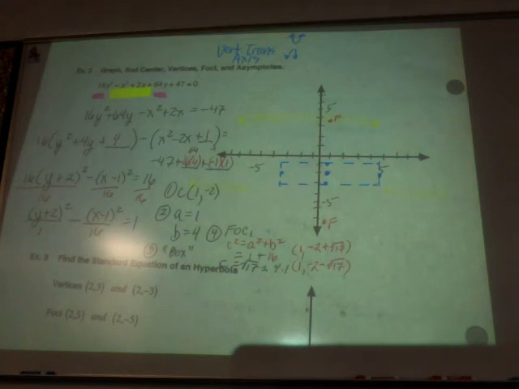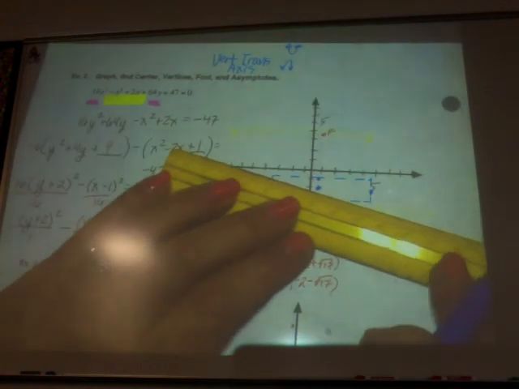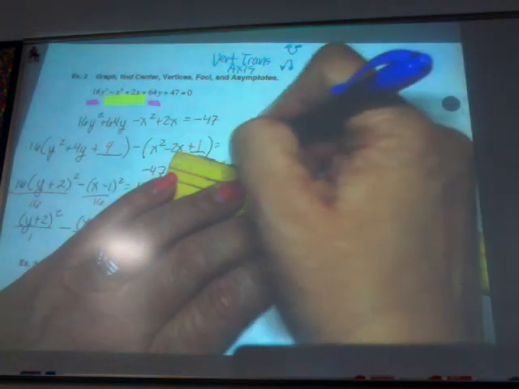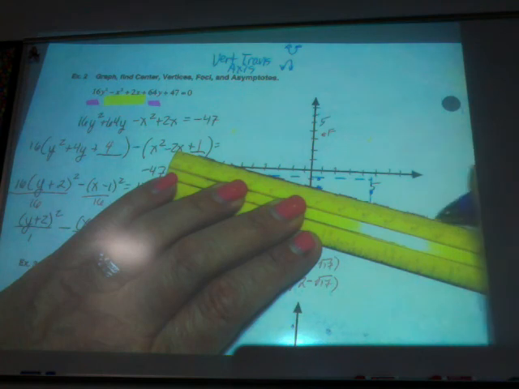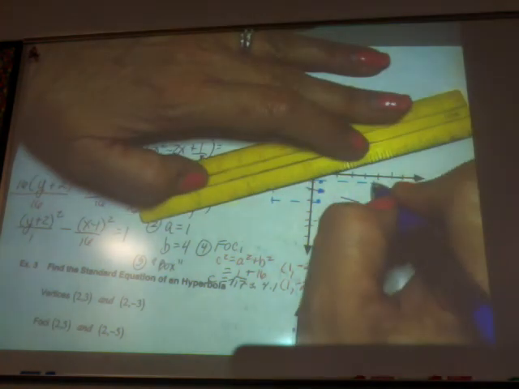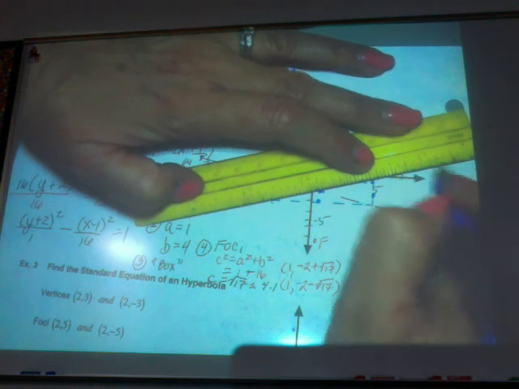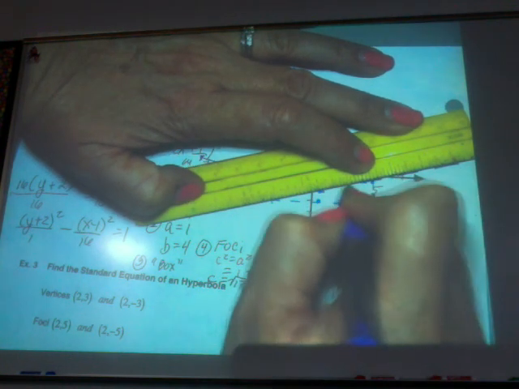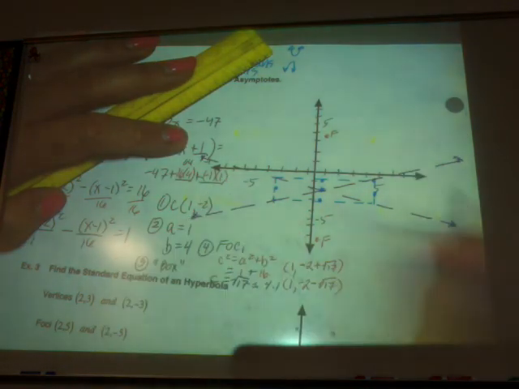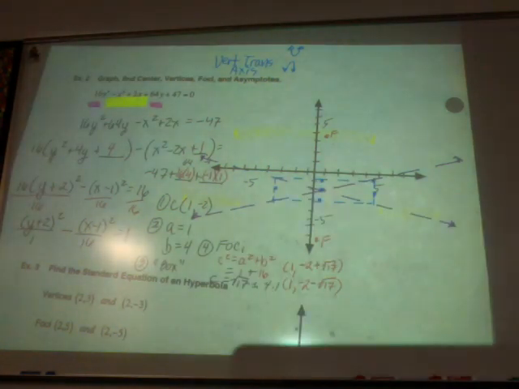All right, asymptotes. Put them in. As long as possible. You see how easy it would be to put your hyperbola branches here? Right? You okay, Miss Abby? Yeah, okay.